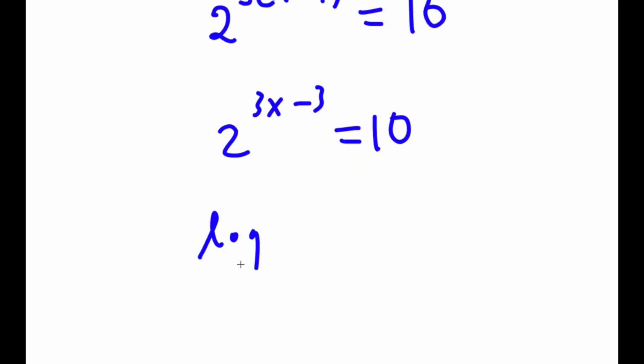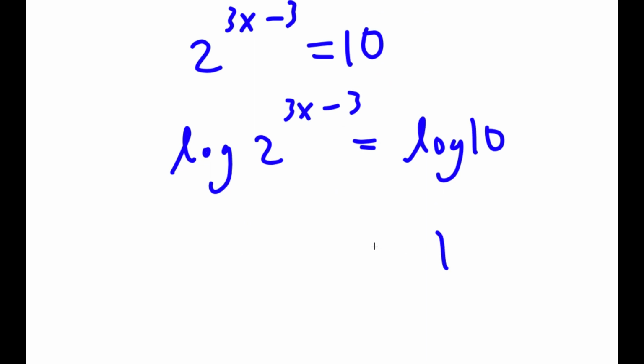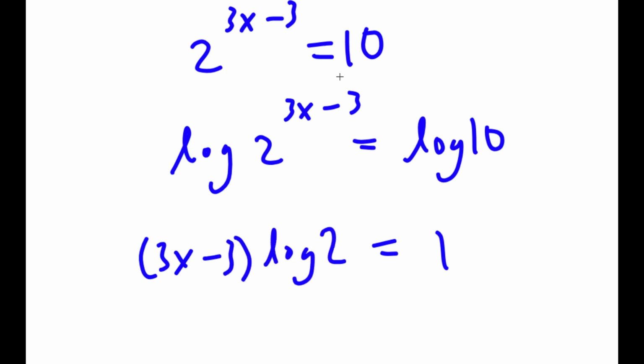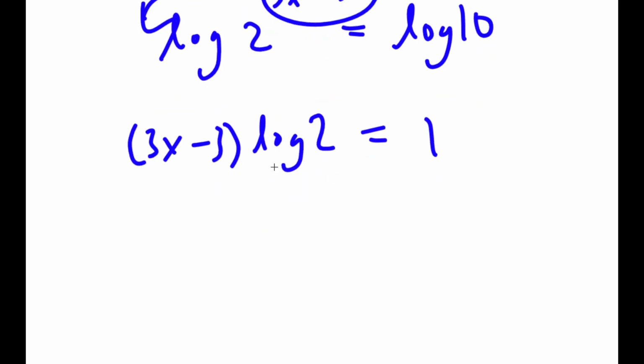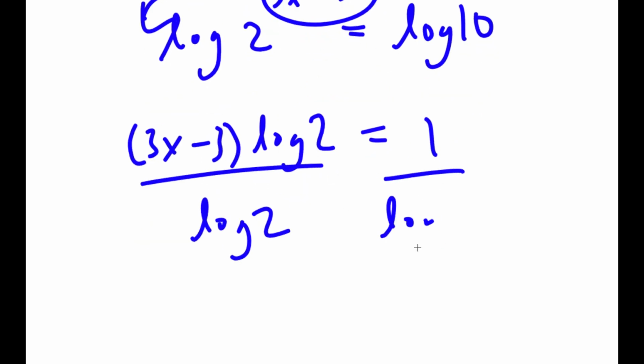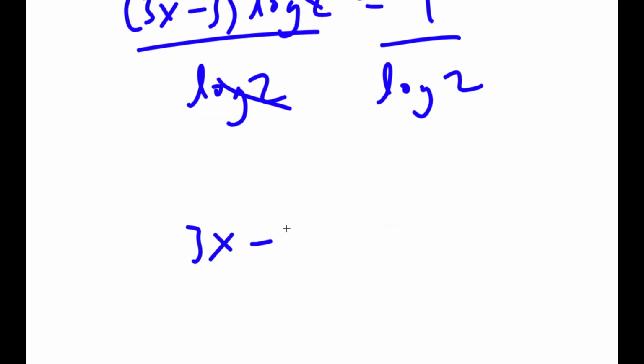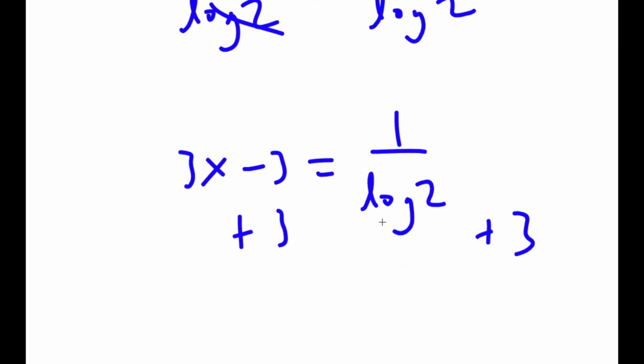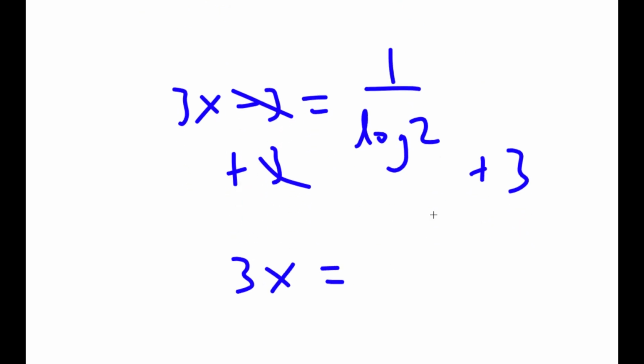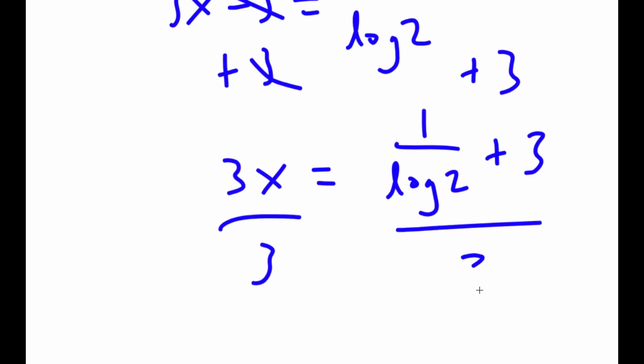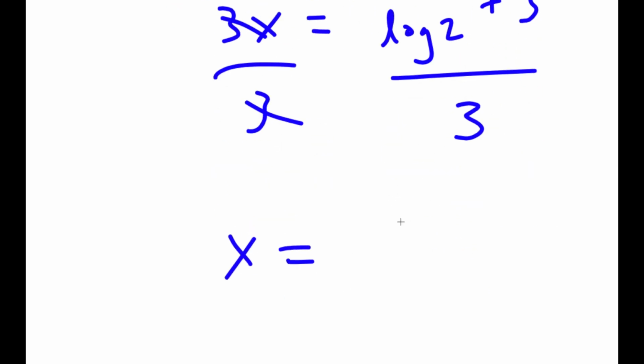Now I'm going to take the log on both sides, so I get log 2 to the power of 3x minus 3 is equal to log 10, and log 10 is equal to 1. So I get 1 is equal to 3x minus 3 times log 2, because I can move this to the front. And now if I divide both sides by log 2, these two cancel out, and I get 3x minus 3 is equal to 1 over log 2. And now I can add 3 on both sides. So I get 3x is equal to 1 over log 2 plus 3. And if I divide both sides by 3, I get x is equal to 1 over 3 log 2 plus 1.